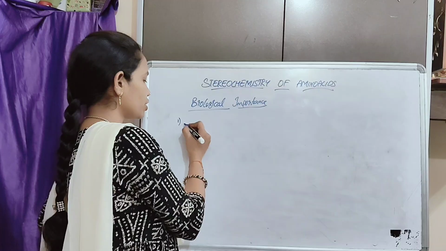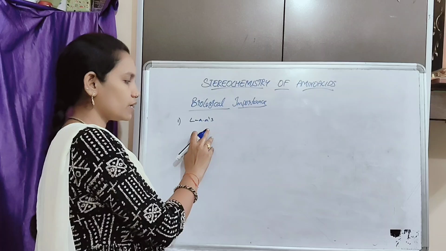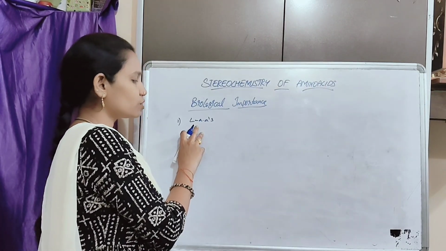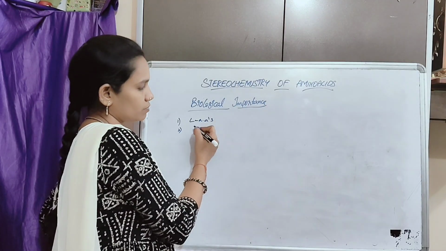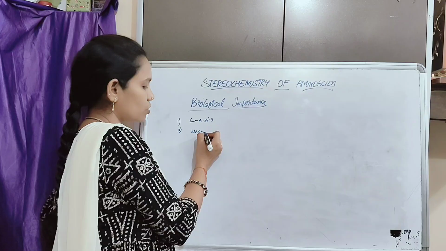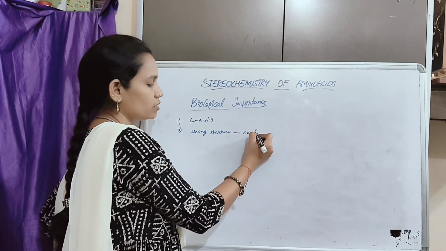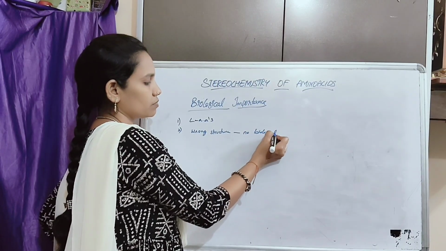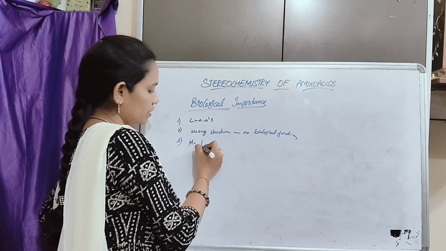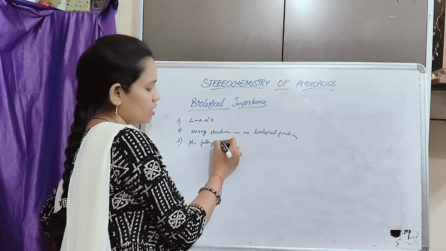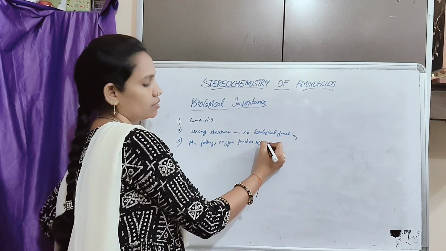First, let's see biological importance. First, proteins function only with L amino acids because they evolved to function with that orientation only. Means they recognize only this orientation. Second, if a wrong structure or wrong stereochemistry is present, there will be no biological function. Third, it is important in protein folding, enzyme function, and correct recognition.